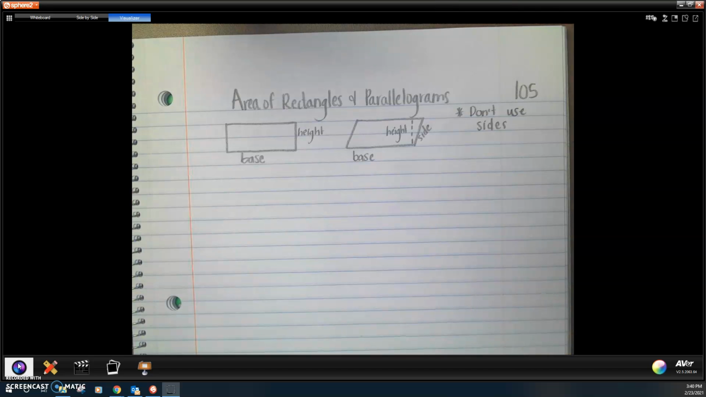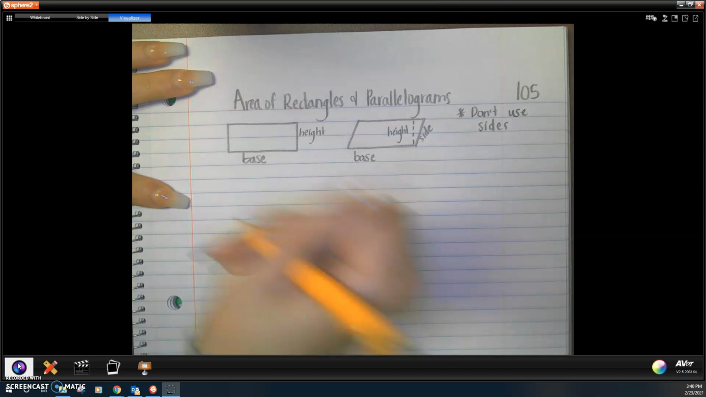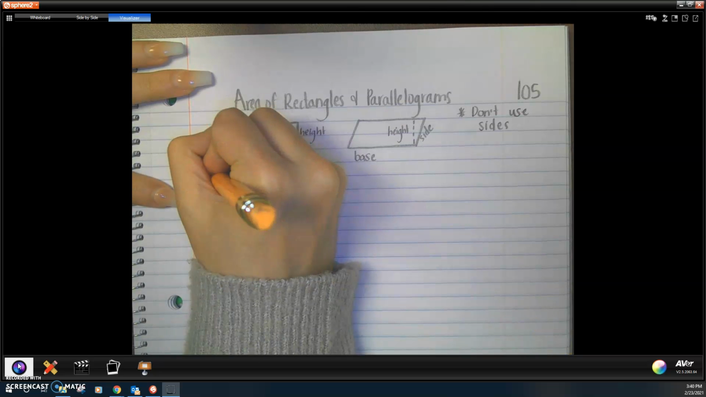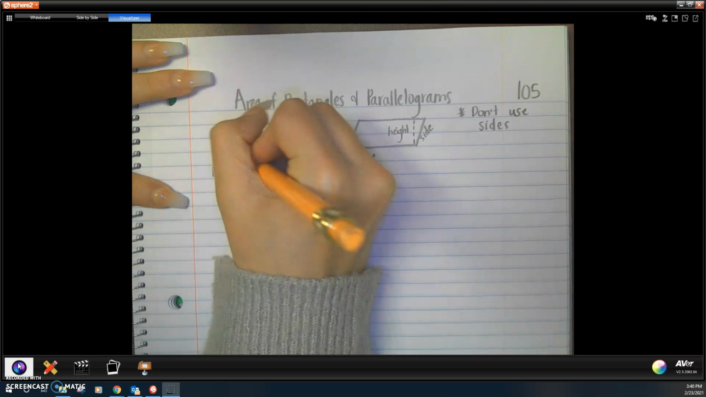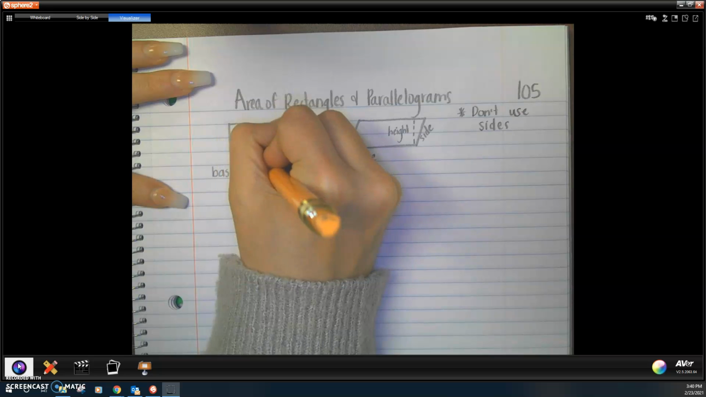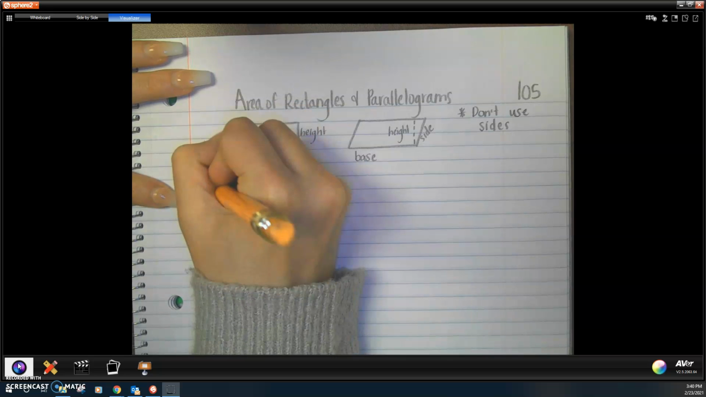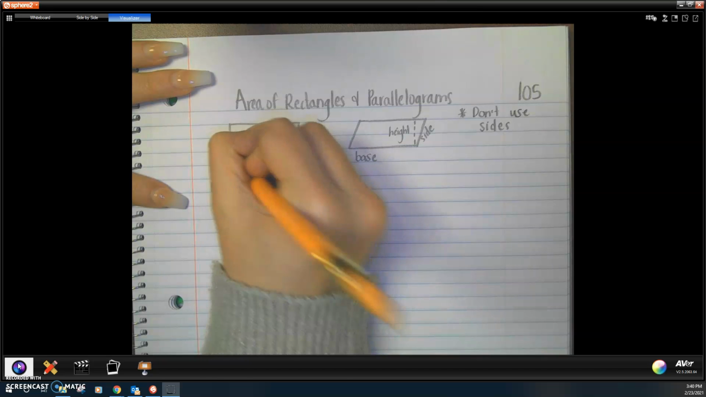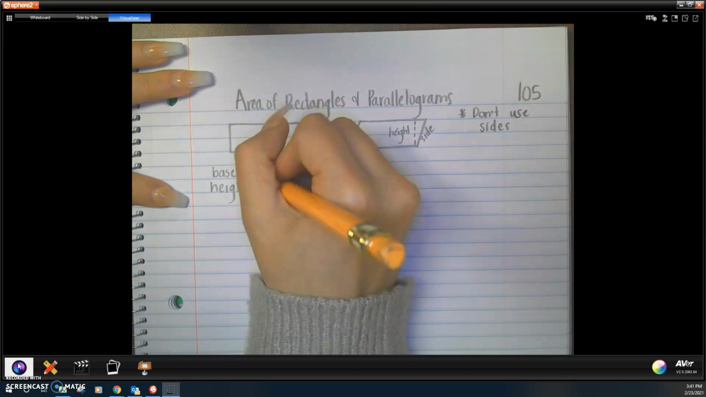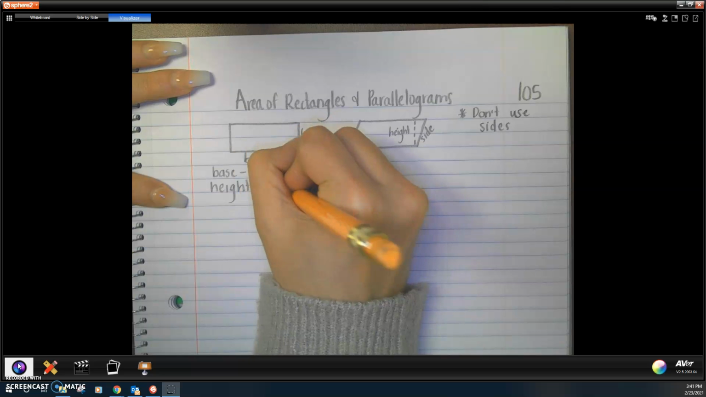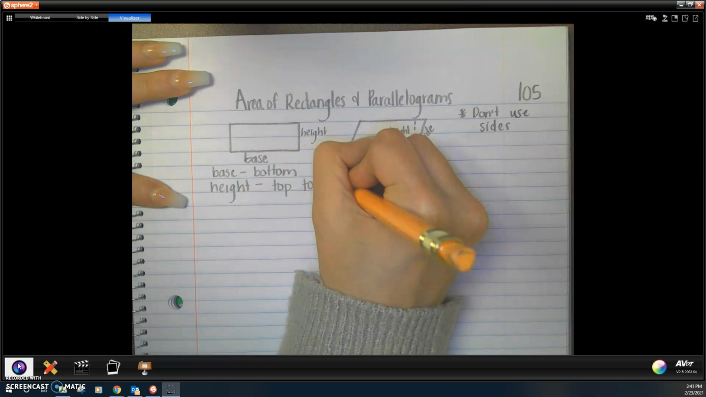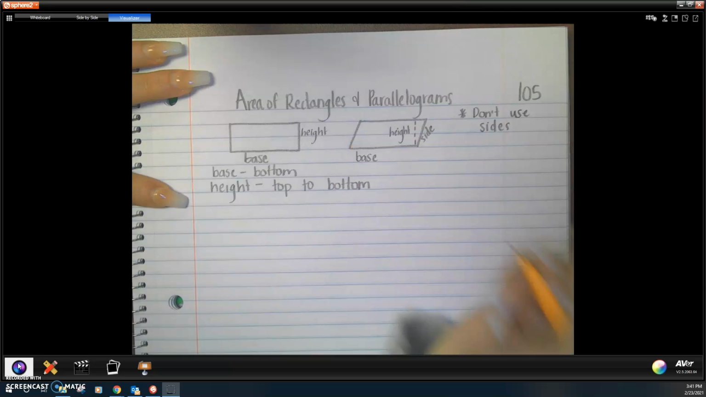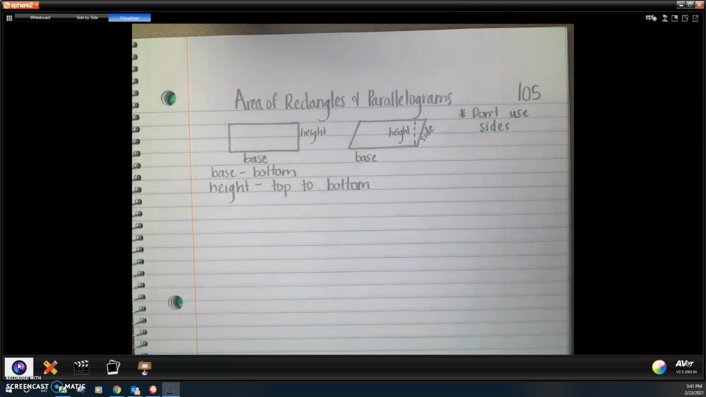And then to help you remember, I'm going to just write this down. Base is the bottom of your shape, and then your height is from top to bottom. Remember, if you think I'm moving too fast, you can always pause the video, and then whenever you're ready, you can move on.